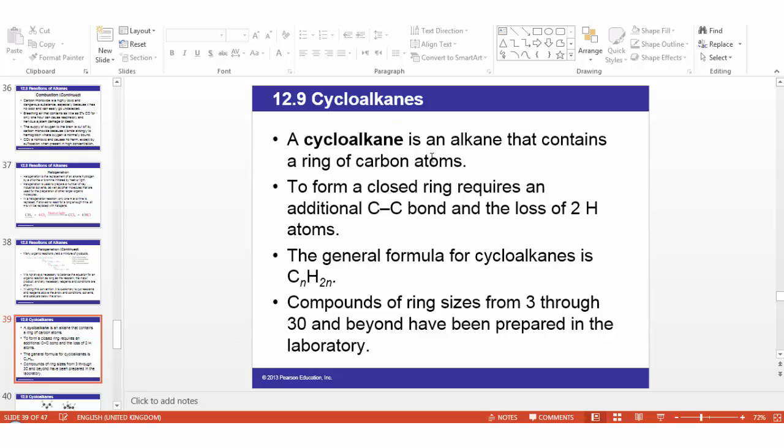Now, what about cycloalkanes? What is a cycloalkane? It's an alkane that contains a ring of carbon atoms. To form a closed ring requires an additional carbon-carbon bond and the loss of two hydrogen atoms. The general formula for cycloalkanes is CnH2n. n must equal 3 or larger, because you need a minimum of 3 carbon atoms to form a triangle. So 3 times 2 is 6. Compounds of ring sizes from 3 through 30 and beyond have been prepared in the lab.